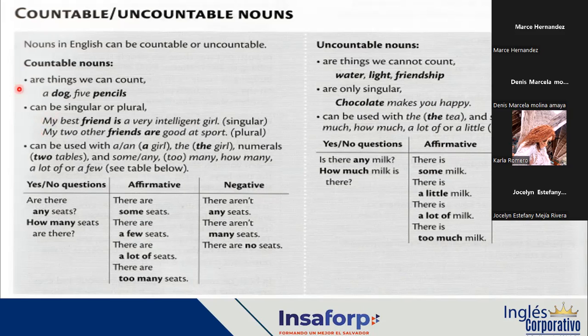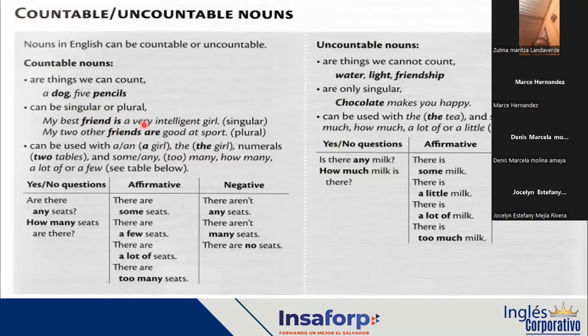Basically, what it says there is that countable nouns are things that we can count. And as we can see here, with the noun friend, como decía la regla anterior, what do I do to make it plural? Add the letter S. So even though I'm talking about the same thing, para hacerlo plural en los countable, solo agrego the letter S. That's it. Of course, there are other things called quantifiers, las cuantificadores that we can use with the countable and uncountable nouns. And here we have some. It says that it can be used with a, an, a girl, the girl, numerals like two tables, some, any, too many, how many, a lot of, a few.